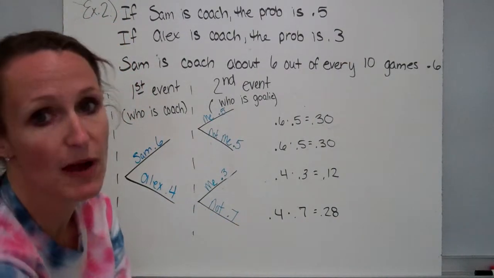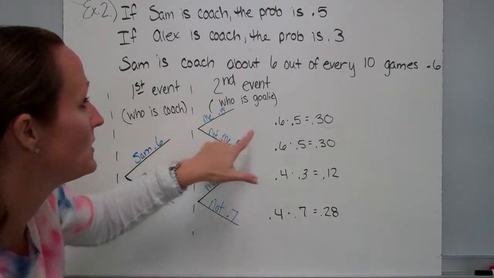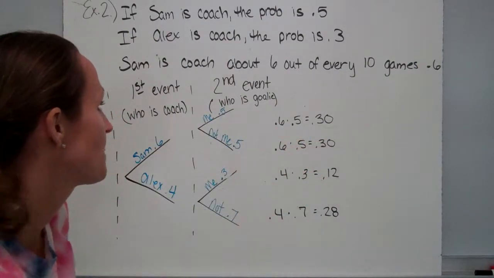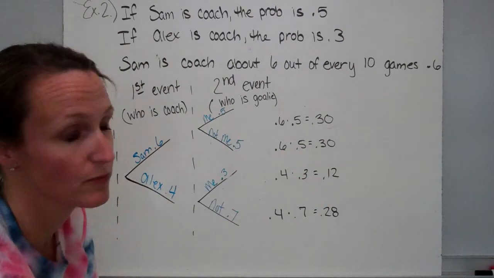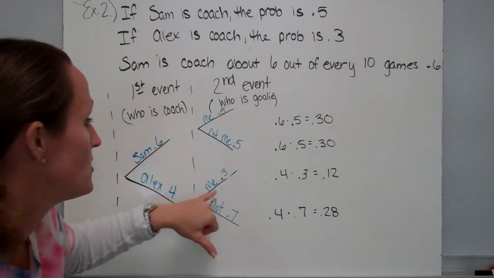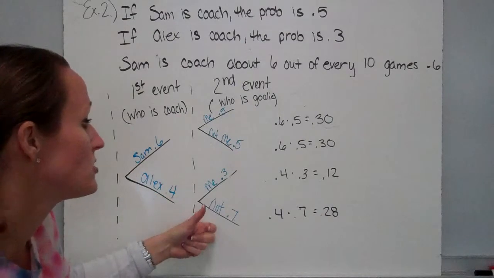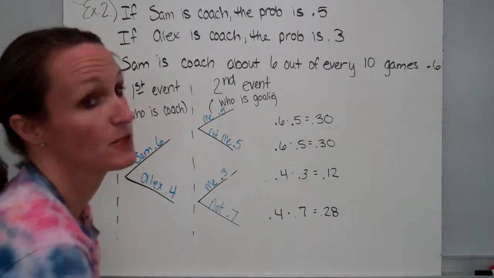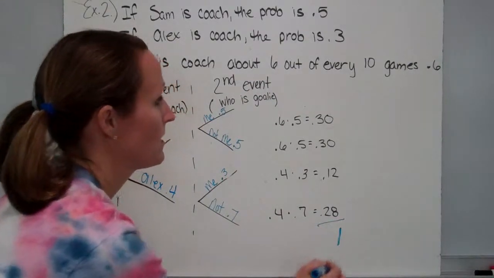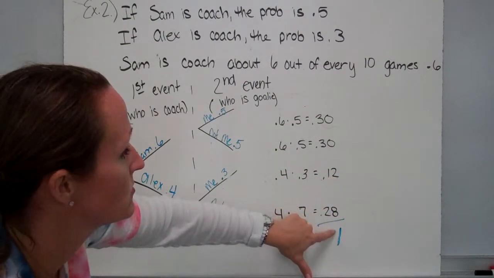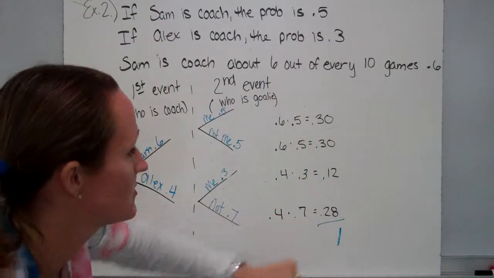So now you've got to figure out the probability to represent each situation. When Sam's coach and you are goalie, 0.6 times 0.5 equals 0.30. Same thing for when you're not goalie: 0.6 times 0.5 still equals 0.30, or 3/10. Now, if Alex is coach and you are goalie, 0.4 times 0.3 equals 0.12. Alex is coach and you're not goalie, 0.4 times 0.7 equals 0.28. Again, these should all add up to equal a total of 1. Mathematically, 2 and 8 gives you 0, carry the 1, 7, 8, 9, 10. So this will give you 1.